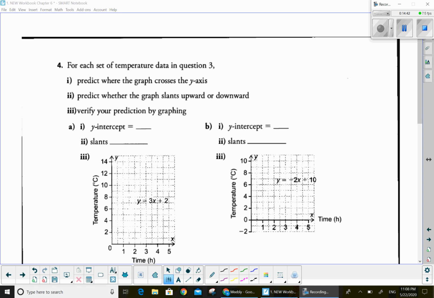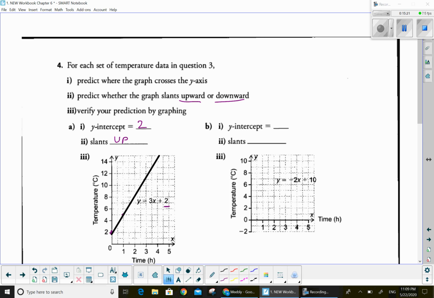So first one, predict where the graph is crossing the y-axis. So remember, that's our b value, which is 2. So y-intercept is 2. Slants, is it going upward or downward? I'm going to say up because we know that it's positive rate of change, so it's increasing. And then confirmed by graphing. So I know that it's starting at 2 on y-axis. And for every 1 unit horizontally, it goes 3 up. So it goes from 2 to 5. There we go. And I'm going to draw a line. And there we go. That's my line.